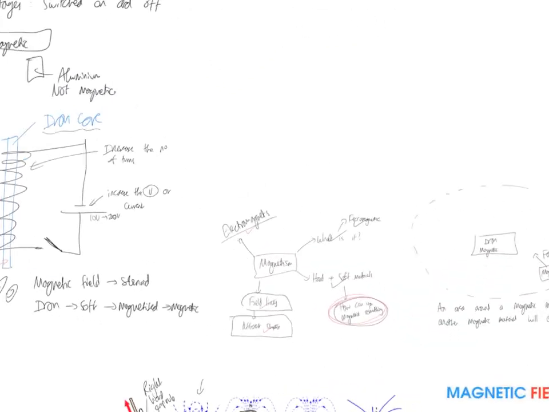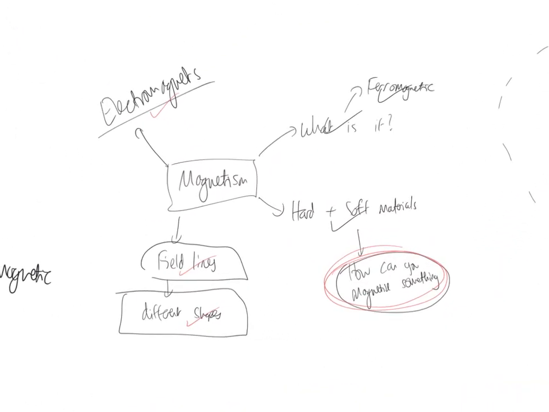So going back to our original mind map, hopefully now we can see that we've covered everything. How can we magnetize something has now been covered? And we also looked a bit at how we could demagnetize it.